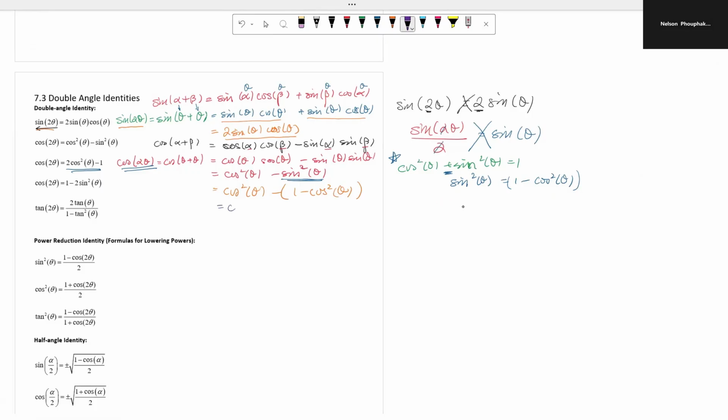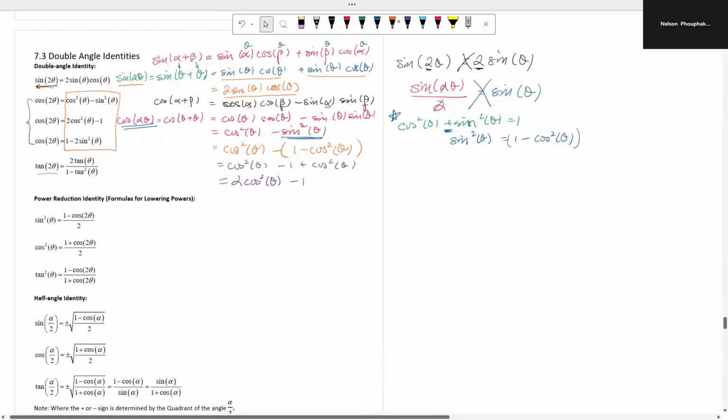Then in this case, I will have cosine square theta minus 1 plus cosine square theta. Then we get 2 cosine square theta minus 1, which is what we have here. So keep that in mind: for cosine 2 theta, we have 3 ways to write it. And of course, if you remember tangent of alpha plus beta, then you will be able to find tangent 2 theta.